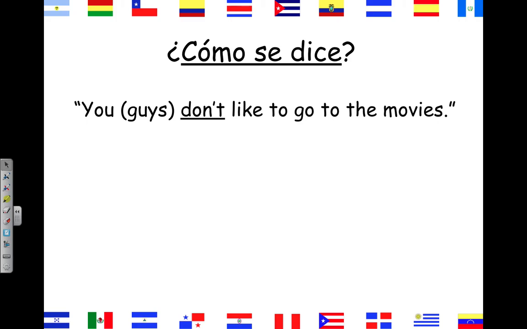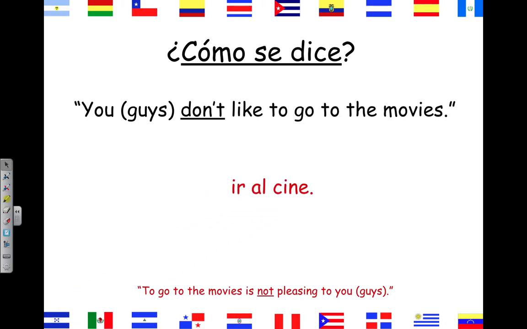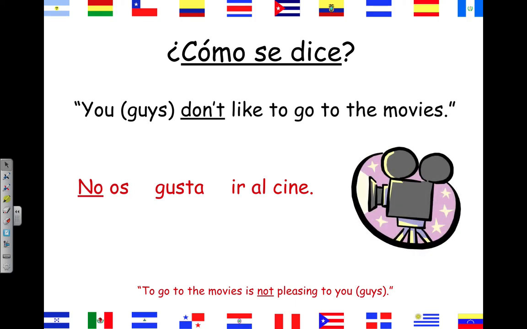You guys don't like to go to the movies. Ugh. To go to the movies is not pleasing to you guys. So ir al cine. Ir is an infinitive, so we're going to use the singular form of gustar, gusta. And then no os. Again, you can put a vosotros in front for emphasis, but the os only has one possibility, so that doesn't need clarification.